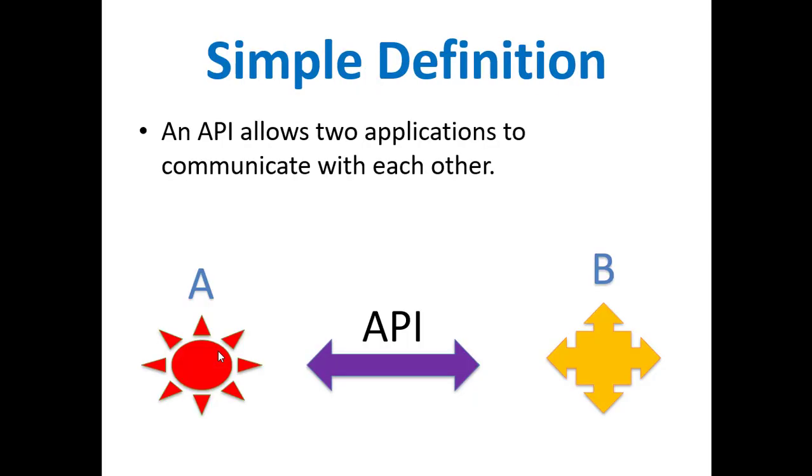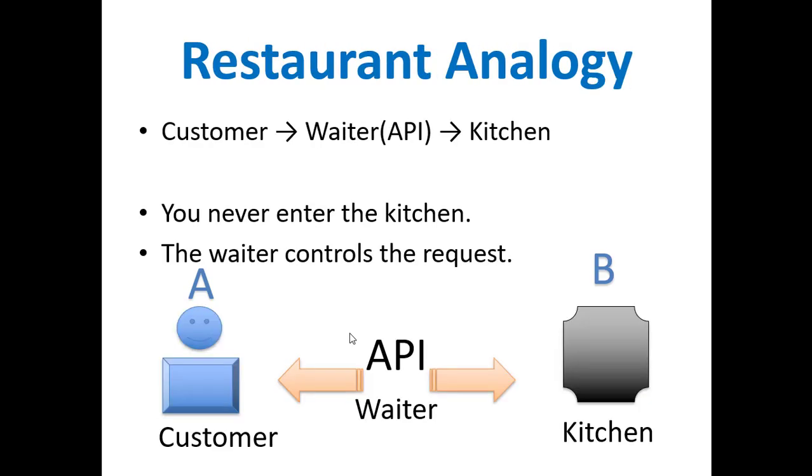Now let's talk about the simple definition of an API. An API allows two applications to communicate with each other, right? So we have application A and we have application B. The API stands as the middleman to communicate between application A and application B. This is a simple definition of an API, right?